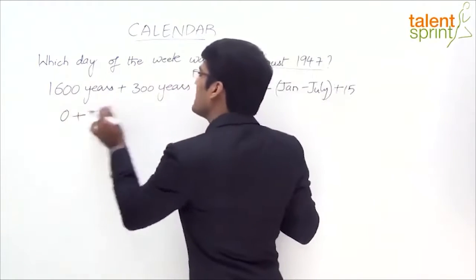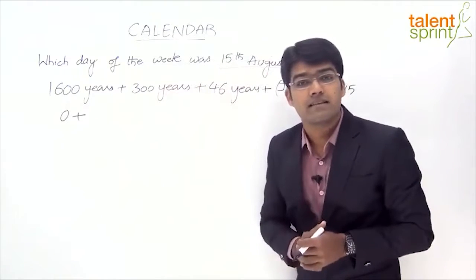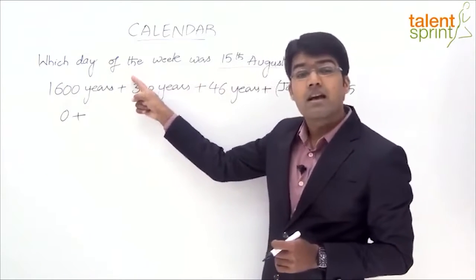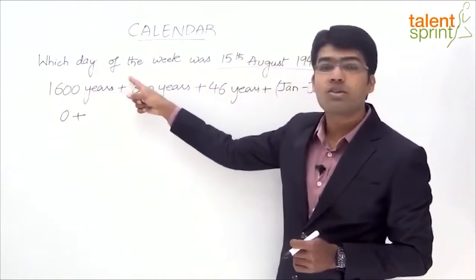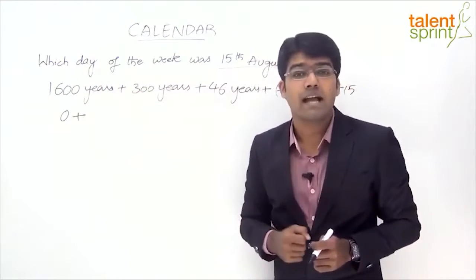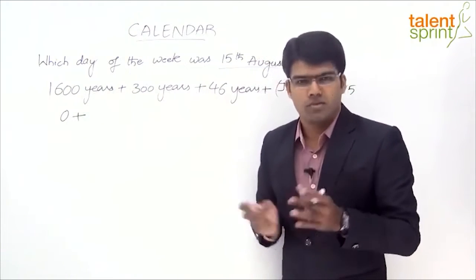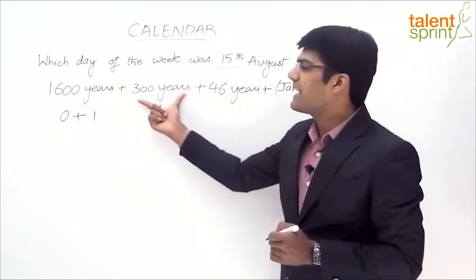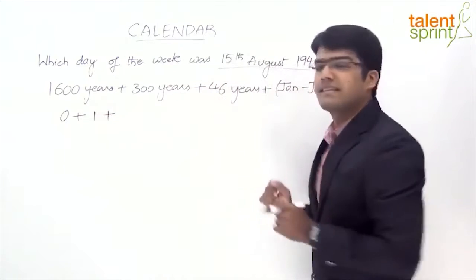Then comes the next part here, 300 years. What will be the number of odd days in 300 years? Basically these 300 years represent the 1601st year up to the year 1900, right? Already we have taken 1600 years. Then 1601 up to 1900 will give us 300 years. Now we very well know that in 300 years there is only 1 odd day, which we have calculated earlier, right? So that comes here, 1 odd day for the second term, that is 300 years. Now comes the next term here, which is 46 years.